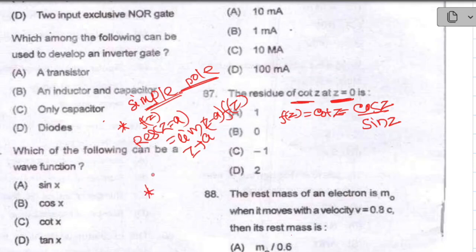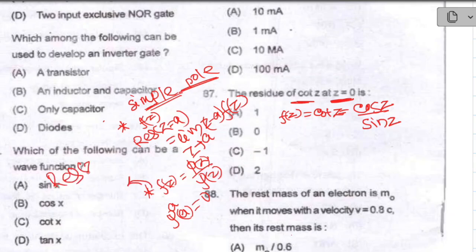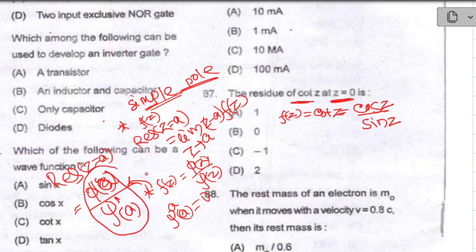There is another formula to calculate the residue at a simple pole. If the complex function is given as phi of Z by psi of Z, and A is a simple pole, so psi of A is 0, then the residue for this function at Z equals A will be phi of A divided by the first derivative of psi at Z equals A. This will be your residue for this type of function.